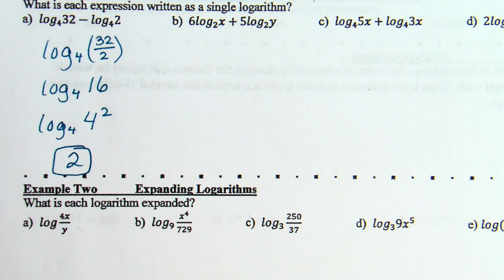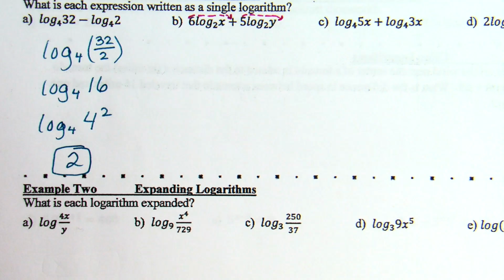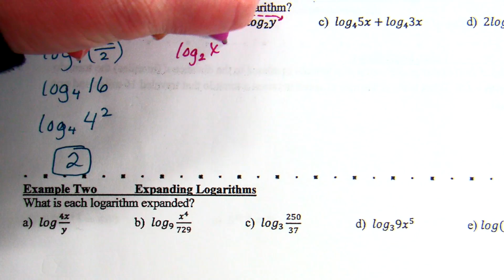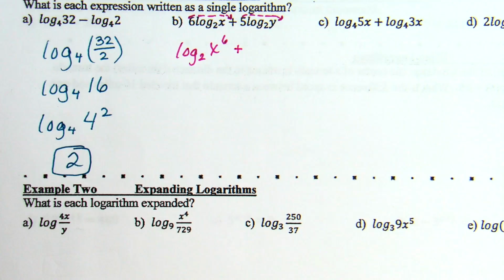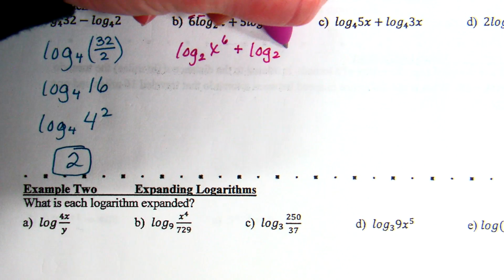So power property says a number out front like this 6 can be written as the power. Same thing with the 5. A number out front like the 5 can be written as the power. 6 log base 2 of x can be rewritten as log base 2 of x to the power of 6. Good. Plus 5 log base 2 of y can be rewritten as log base 2 of y to the 5th.